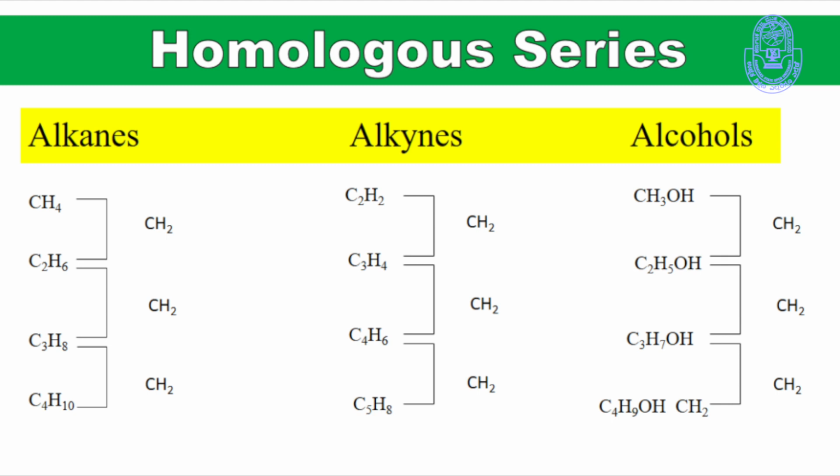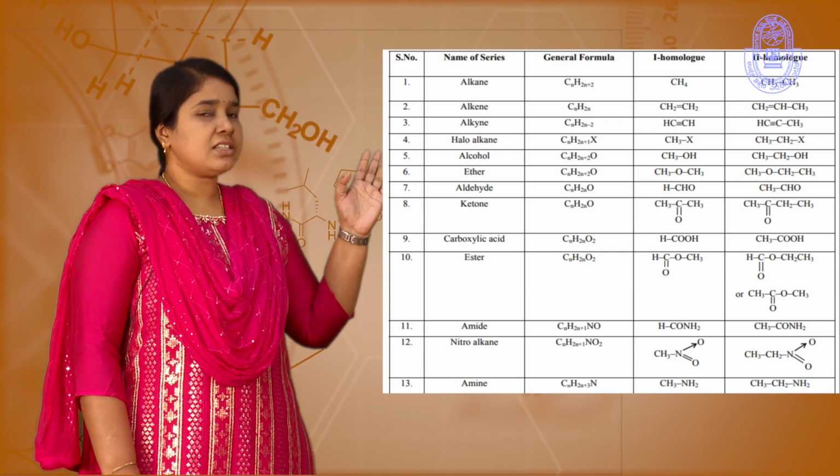The second characteristic of the homologous series is that all the members of a series have the same general formula, the same methods of preparation and similar chemical properties due to the same functional group present. The third characteristic is that the homologous series shows differences in physical properties due to change in the molecular mass and the structural arrangement of the molecule. This is the homologous series.